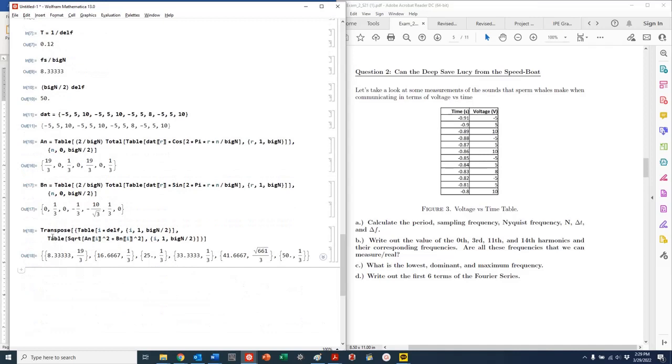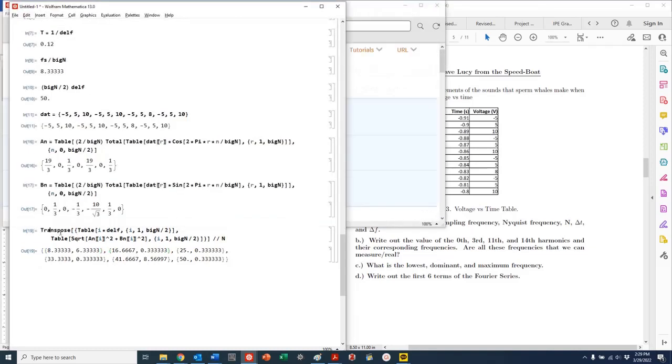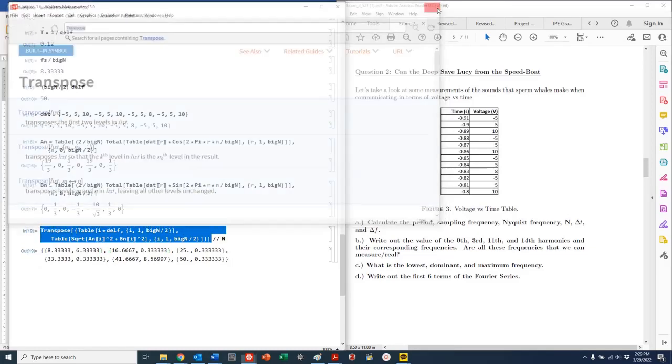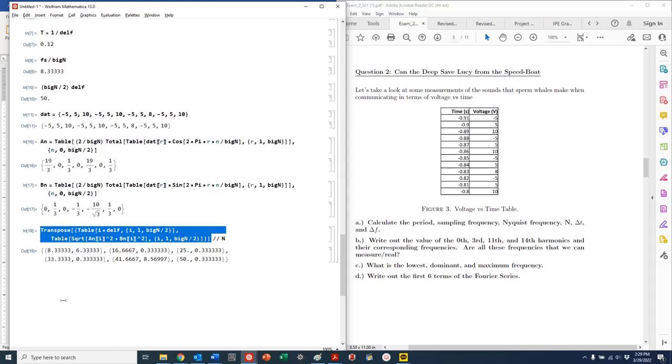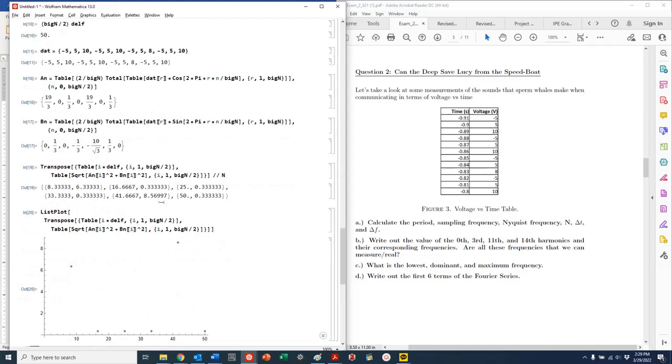And there we go. So let's look at those values numerically. You could even do a list plot. Let's get this out of the way here. So I could do a list plot. Look at that frequency spectrum. And clearly the largest harmonic is at 41. So first harmonic, second harmonic, third harmonic, fourth harmonic, fifth harmonic. And you can see those values of your first 6 terms.